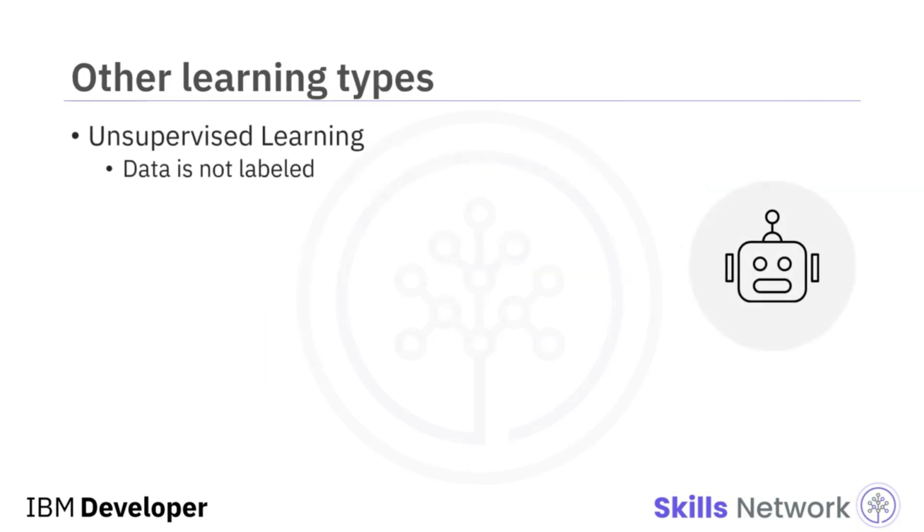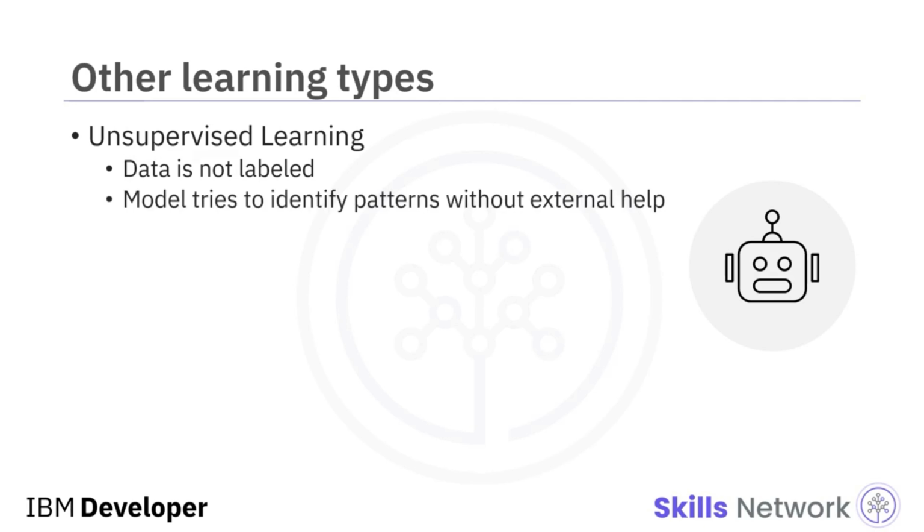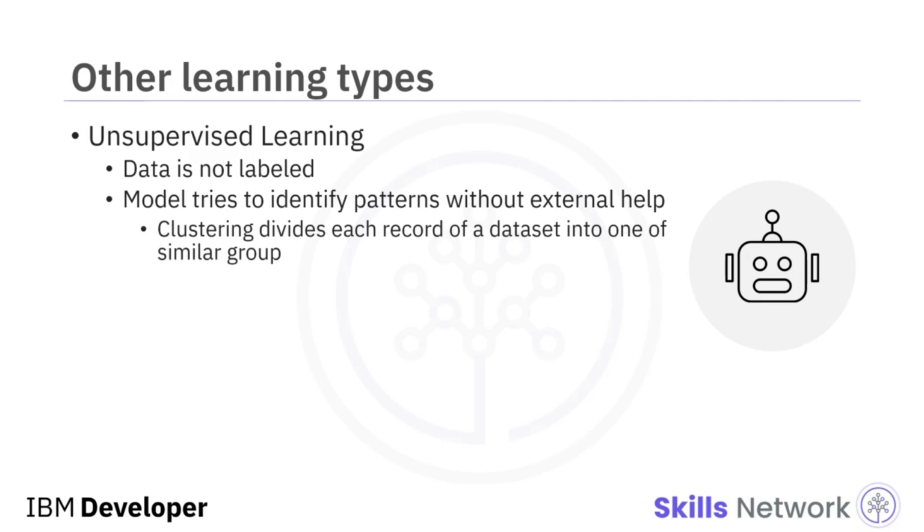In unsupervised learning, the data is not labeled by a human. The models must analyze the data and try to identify patterns and structure within the data based on its characteristics. Clustering is an example of this learning style. Clustering models are used to divide each record of a dataset into one of a similar group. An example of a clustering model could be providing purchase recommendations for an e-commerce store based on past shopping behavior and the content of a shopping basket.